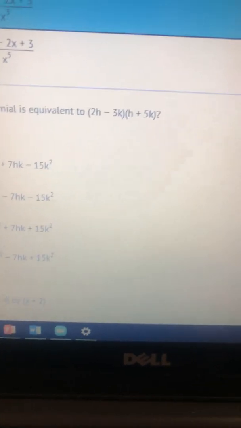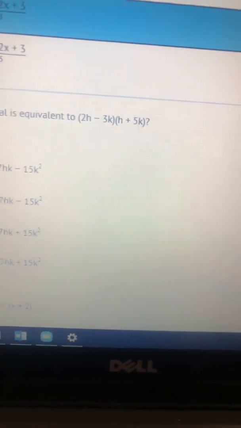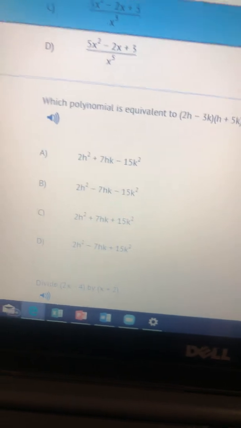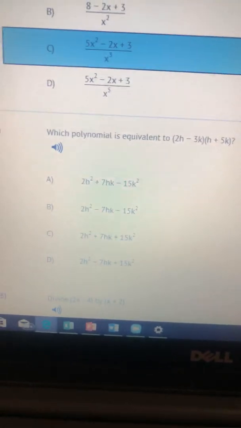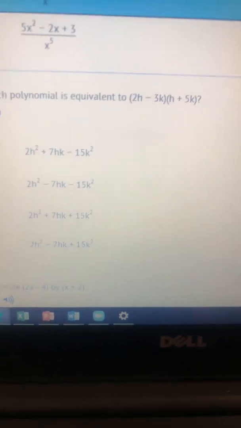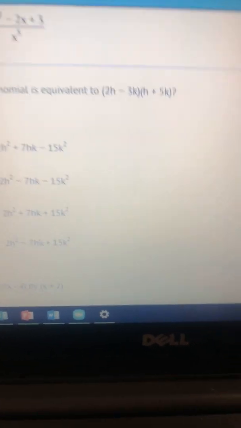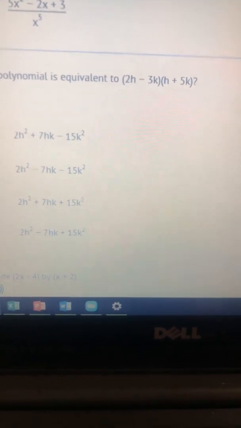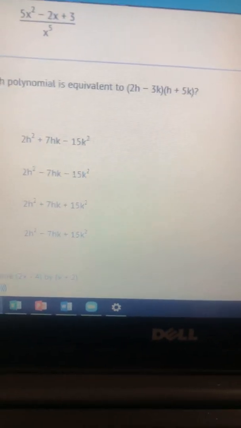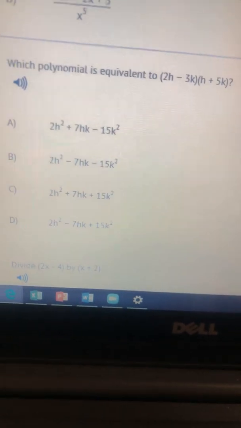Okay, so now we're going to go to number 4, and it says, which polynomial is equivalent to 2h minus 3k times h plus 5k? So here you just have to multiply these using FOIL. That's all you had to do with number 4. So I'm going to take that 2h minus 3k and the h plus 5k, and we're going to multiply those.